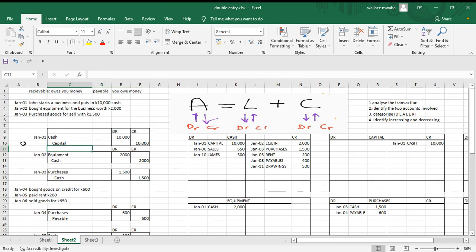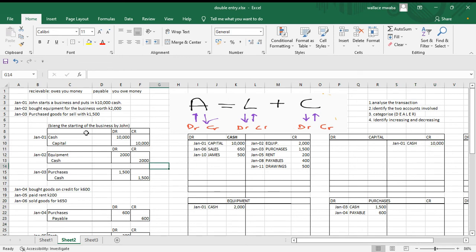The journal entry always needs a narration: being the starting of the business by John. Now after we journalize, we post to our ledger accounts, also called T accounts. This is where the double entry comes in. We debit the cash account 10,000, as you can see here, and we credit capital 10,000.